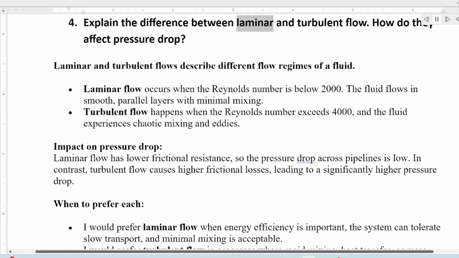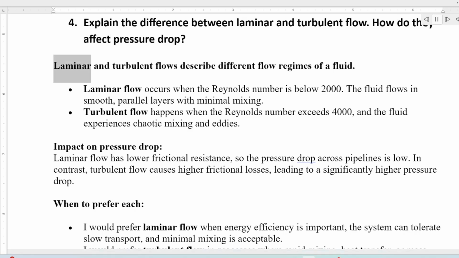Explain the difference between laminar and turbulent flow. How do they affect pressure drop? Laminar and turbulent flows describe different flow regimes of a fluid. Laminar flow occurs when the Reynolds number is below 2000. The fluid flows in smooth, parallel layers with minimal mixing. Turbulent flow happens when the Reynolds number exceeds 4000, and the fluid experiences chaotic mixing and eddies.